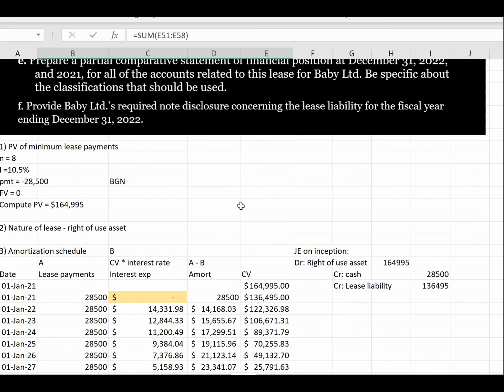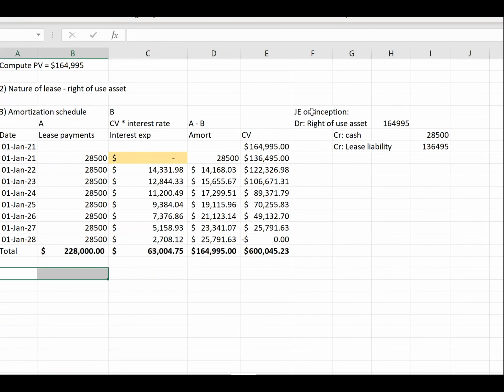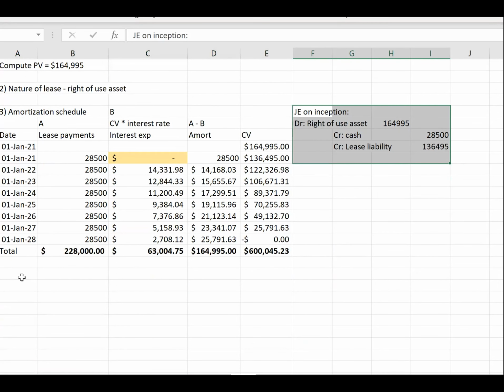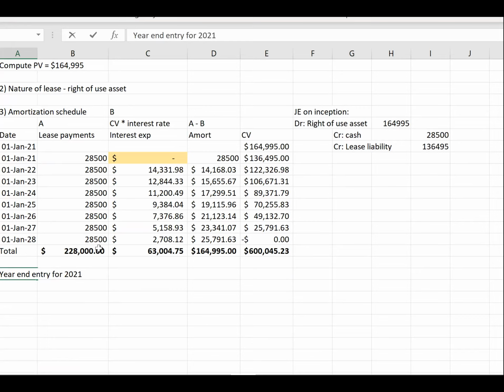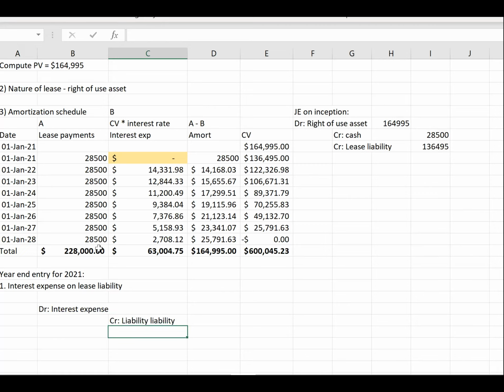Okay, so we recorded this entry. So that's the entry on inception. So the year-end entry for 2021, we have 3 entries. We're going to have interest expense on the lease liability. So we're going to record debit interest expense and credit lease liability. Interestingly enough, this entry actually increases the lease liability, but we'll see how this works in a minute.